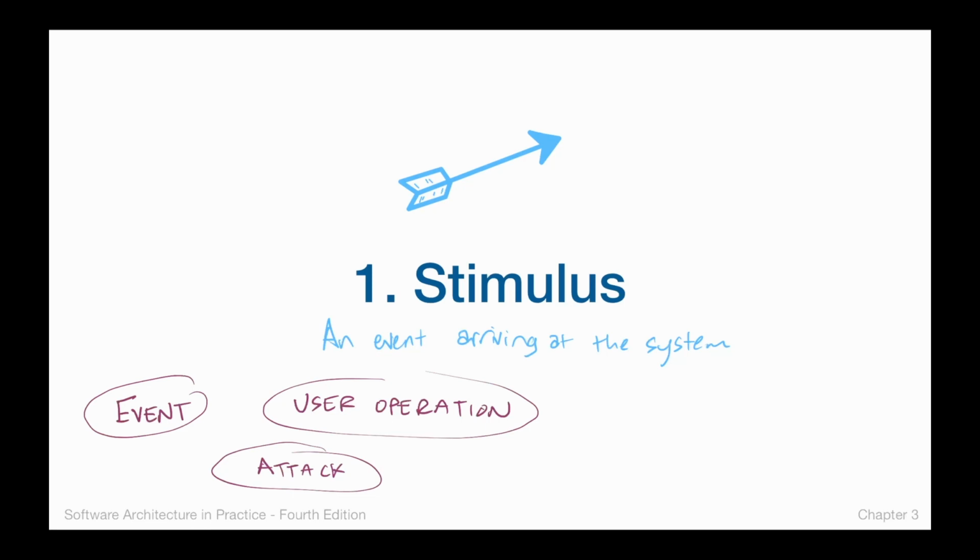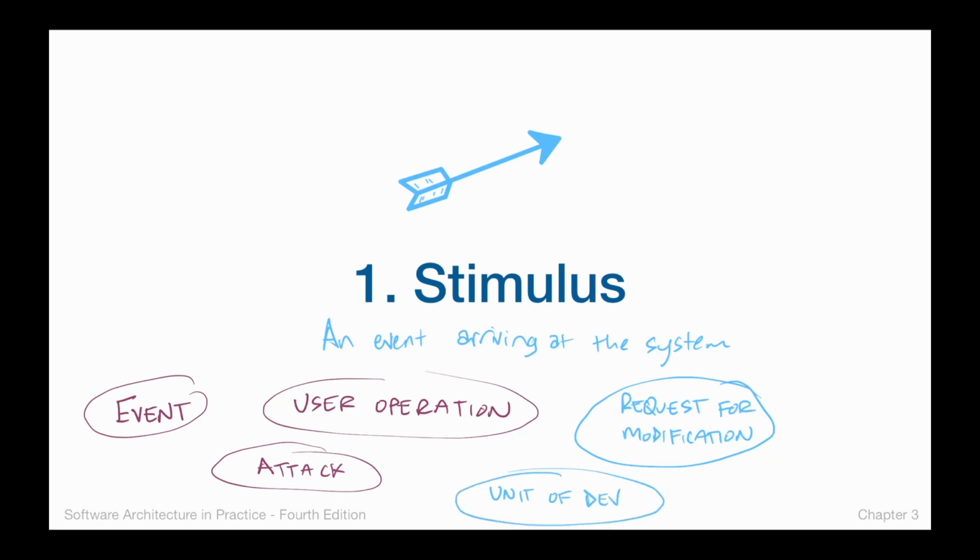It could also be that we're using the stimulus to describe a motivating action for development qualities. If you're talking about modifiability, it could be a request for modification. So that's some motivating action. Or if you're looking at testability, you're looking at the completion of a unit of development. So we'll just shorten that and call it unit of dev. So the completion of some unit of development could be your stimulus. So that could trigger some next step. All right, so there's our stimulus, and we are representing stimulus with an arrow. It's some event that's arriving at the system.